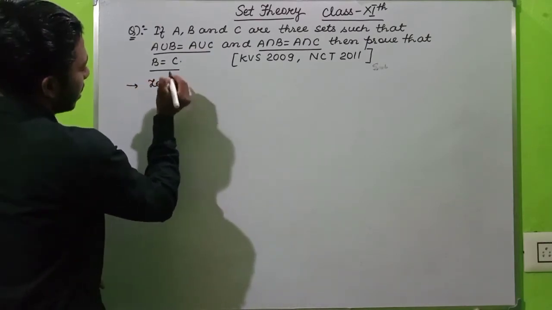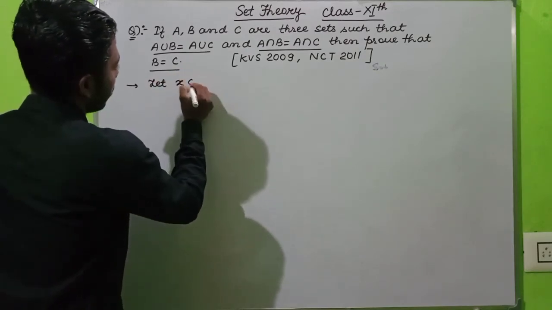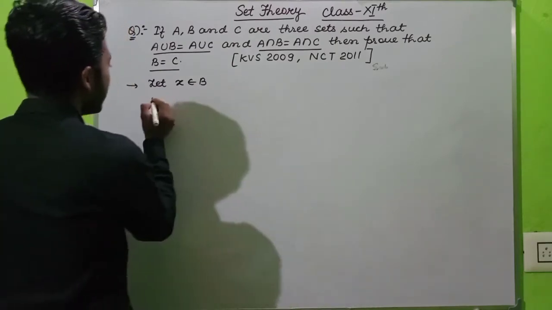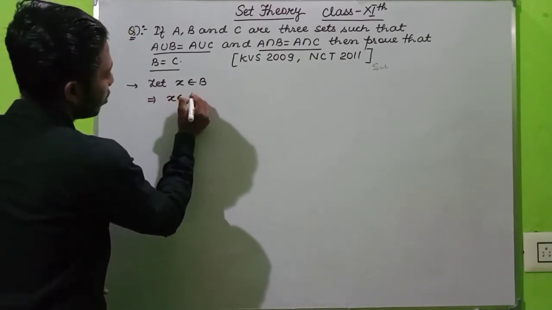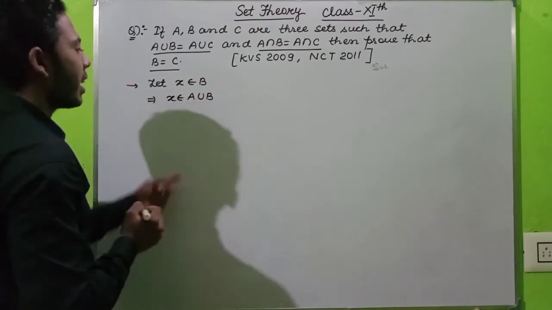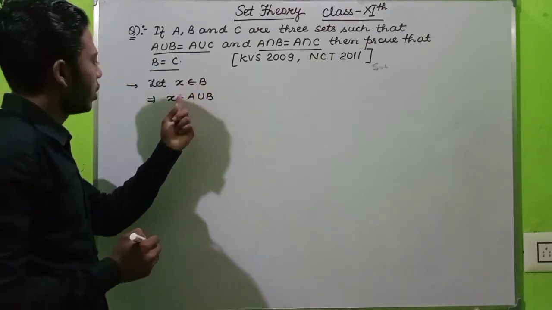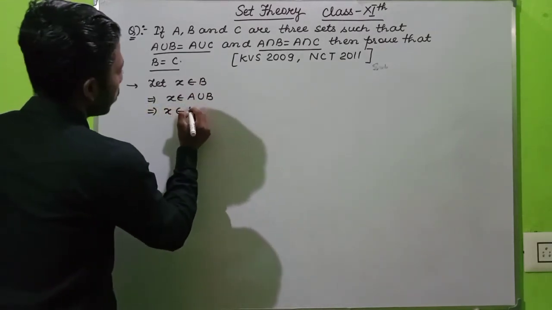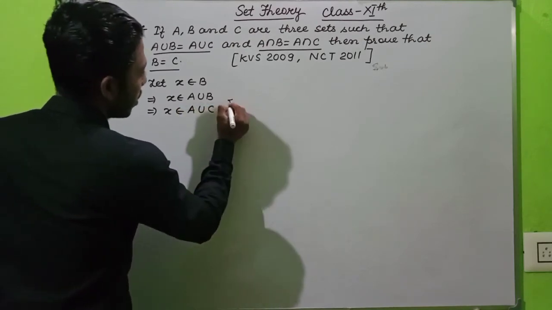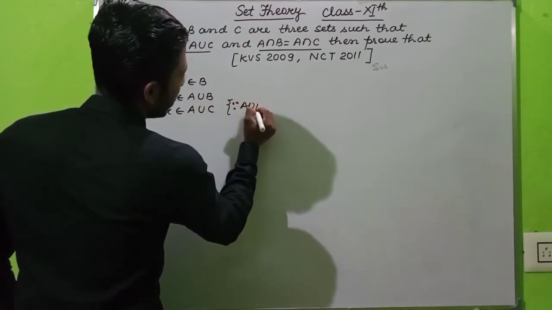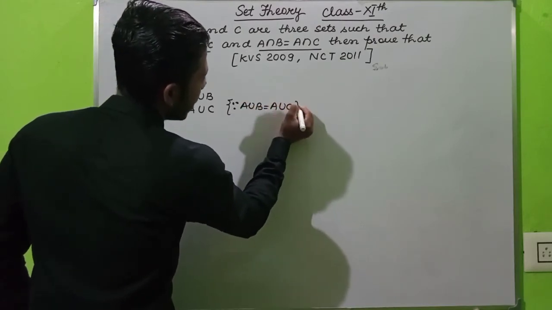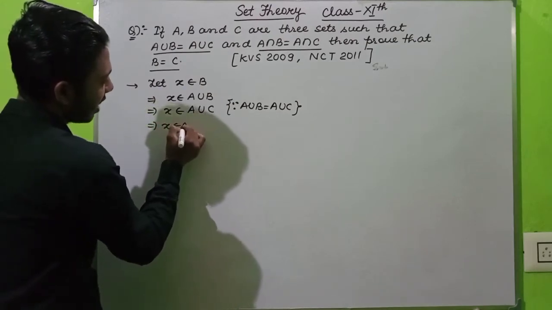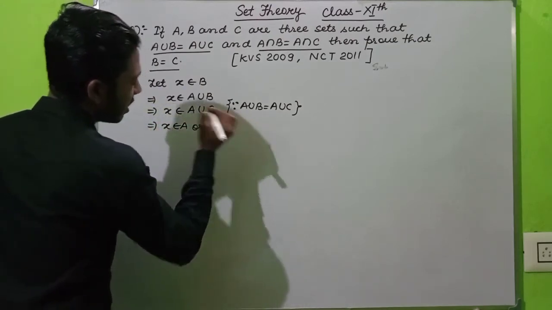Let X belong to set B, मतलब X set B का एक एलिमेंट है. This implies we can say that X belongs to A union B. A union B में लाई करेगा. अगर कोई एलिमेंट B में आया तो A union B में भी आएगा. So we can say that X belongs to A union C because A union B is equal to A union C. It is the given question. ये given वाला पार्ट है. So we can say that X belongs to set A or X belongs to set C.